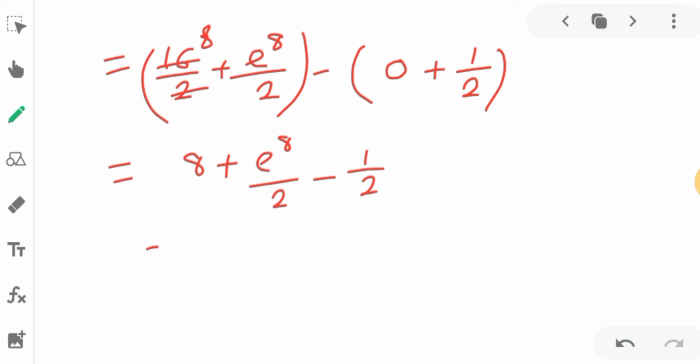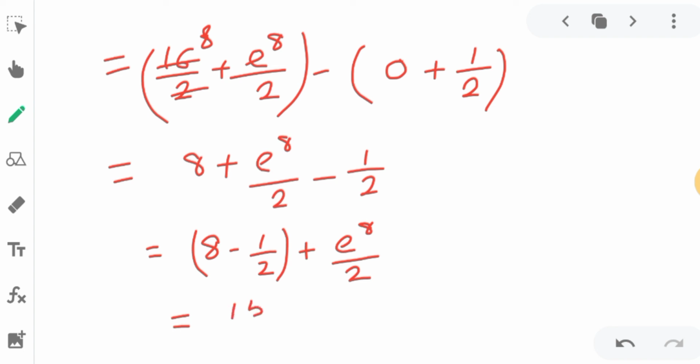Now if you simplify, then 8 minus 1 upon 2 plus e to the power 8 upon 2. Just the last step I have to do. 8 minus 1 upon 2, when you simplify, is 15 upon 2 plus e to the power 8 upon 2. This will be your final answer.